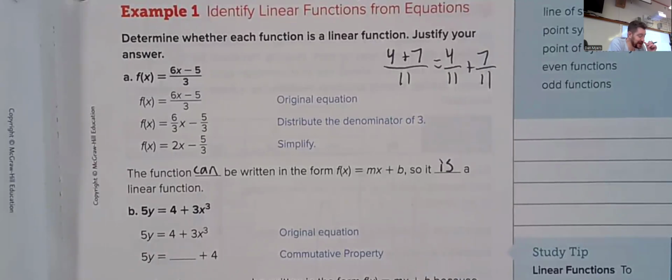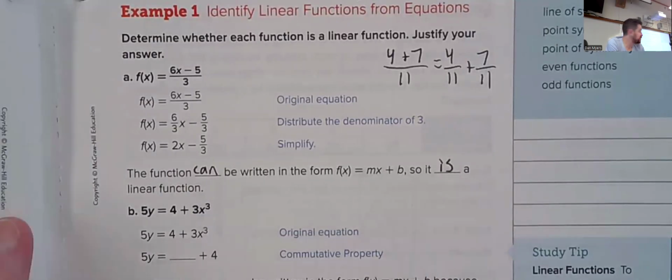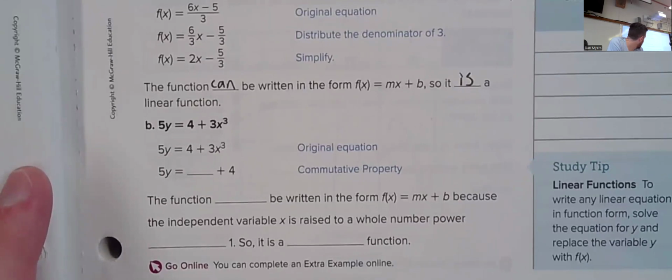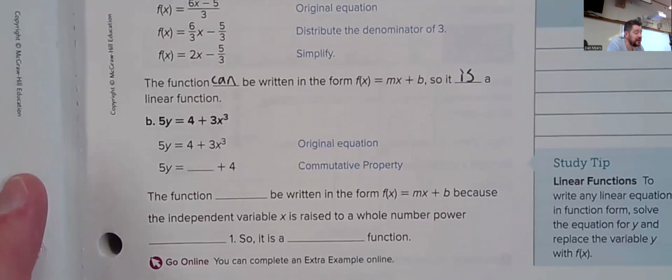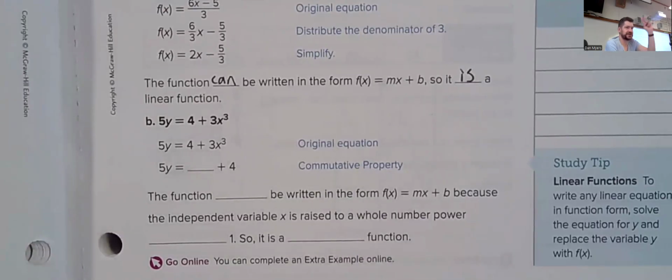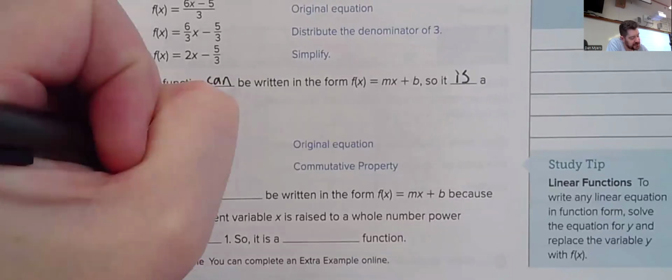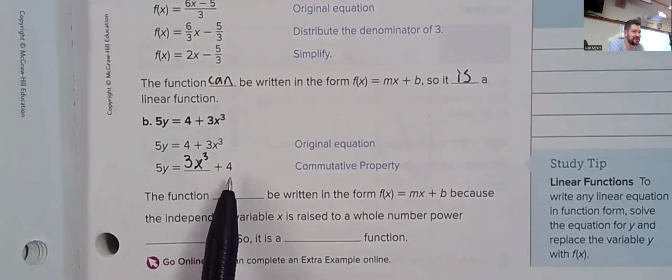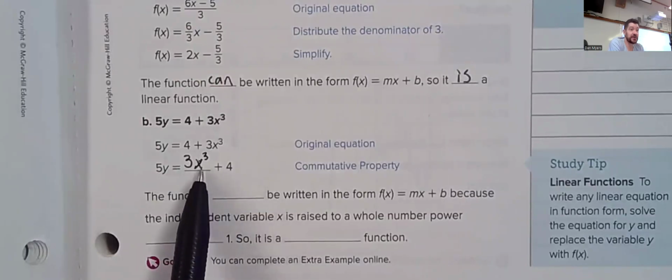All right. Now the next one, I think this next question is actually a little bit easier. Just because you've got an exponent of 3 there, and there's really no way to get rid of your exponent of 3. And so all it's doing here is it's using the commutative property, which says you can reverse the order of addition. So we're going to have 3x cubed, 5y equals 3x cubed plus 4. Even if you get y by itself by dividing both sides by 5, you're still going to have an exponent of 3. You can't rewrite this without an exponent.